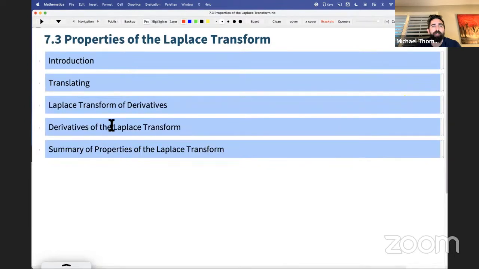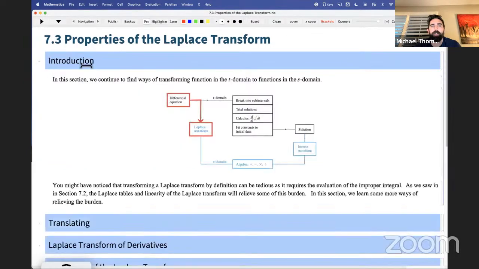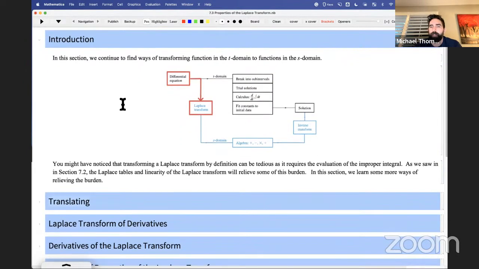That's the main one. Translating is going to help us too. Solving these things by definition can be really tedious. So what we want to do is come up with as many different ways of saving time. The Laplace table is only going to work for some of the problems, but if we can come up with some other properties to help us, then the Laplace table and those properties hopefully will be enough to handle just about all differential equations, or all functions we'll run across.